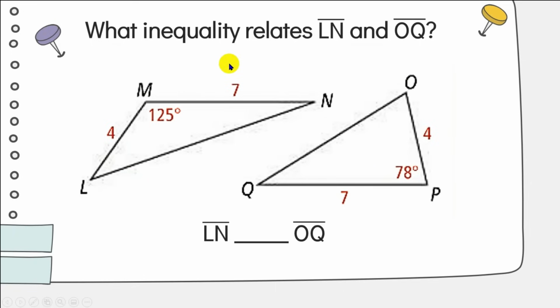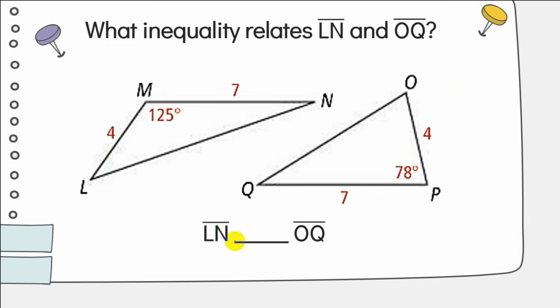Okay? So, what inequality relates side LN and side OQ? So, as you can see, yung ating two other sides ay corresponding congruent. Meron tayong 4 at saka 7. Now, yung third side na lang po yung i-compare natin, LN and OQ. We're going to base our answer from the opposite angles to it.